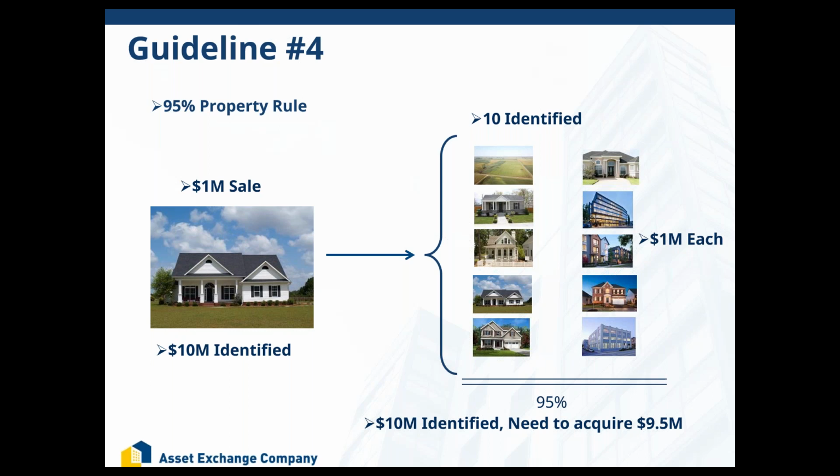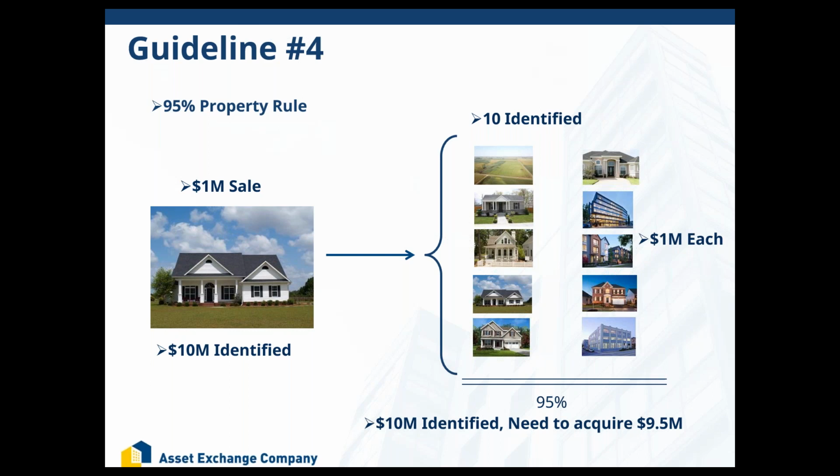Okay, if we do that, if we only acquire 9 out of the 10 properties, guess what happens? We blow our entire exchange and we have to pay all of the taxes, right? So the reality of the 95% rule is really 100%. Okay, of whatever you identify, you're going to have to buy.